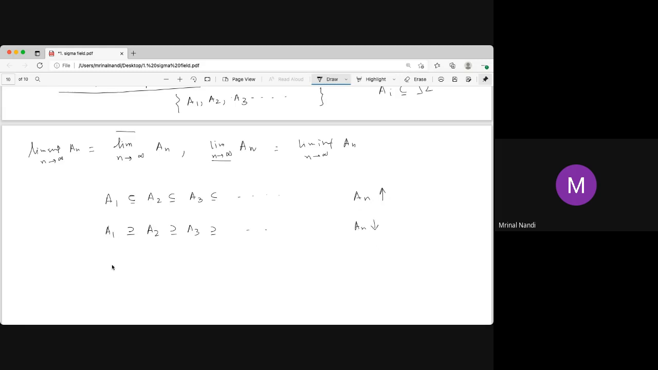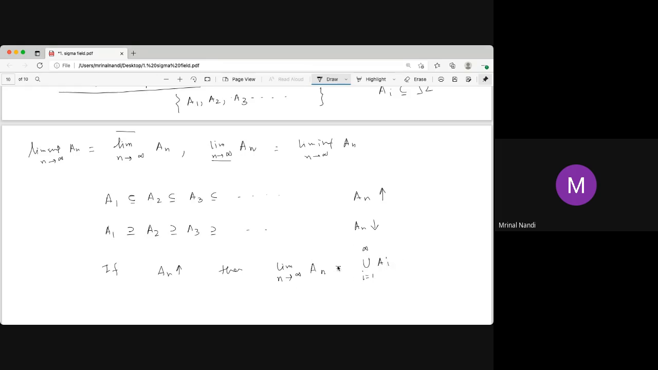Now in that case, if it is an increasing sequence, then we define a concept, just the limit, not lim sup. We know from real analysis that if lim sup and lim inf both exist and are equal, then the limit exists. For an increasing sequence, the limit is nothing but the union over all these sets, i equal to 1 to infinity.